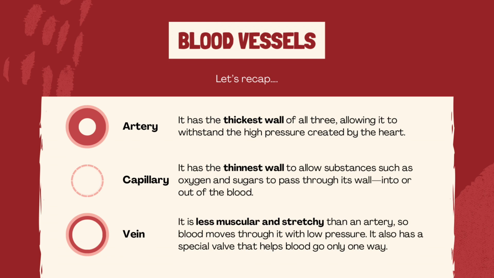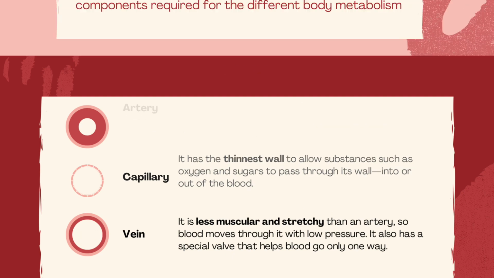Next, regarding the capillaries, they act as a junction, a network of blood vessels that connects artery and vein. So this is the thinnest wall. It has smooth muscles, right? They help in the exchange of materials like oxygen and sugars, which pass through its wall into or out of the blood. So that is regarding the blood vessels that we have studied today.